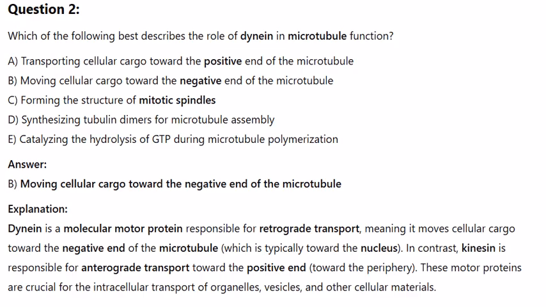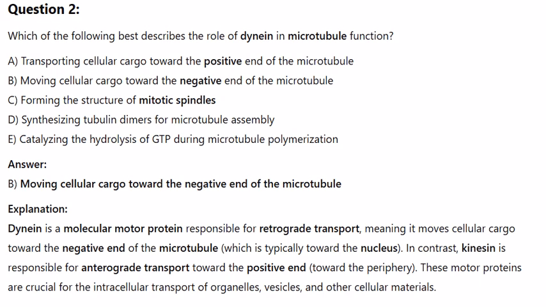Question 2. Which of the following best describes the role of dynein in microtubule function? A. Transporting cellular cargo toward the positive end of the microtubule. B. Moving cellular cargo toward the negative end of the microtubule. C. Forming the structure of mitotic spindles. D. Synthesizing tubulin dimers for microtubule assembly. E. Catalyzing the hydrolysis of GTP during microtubule polymerization. Answer B. Moving cellular cargo toward the negative end of the microtubule.